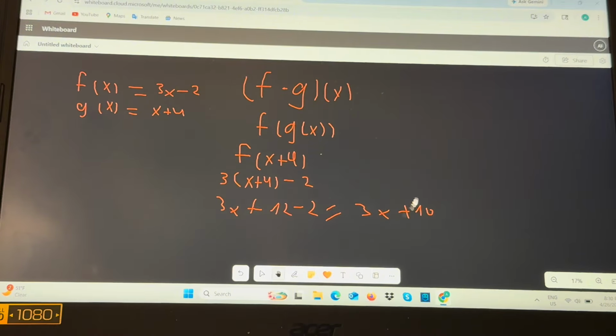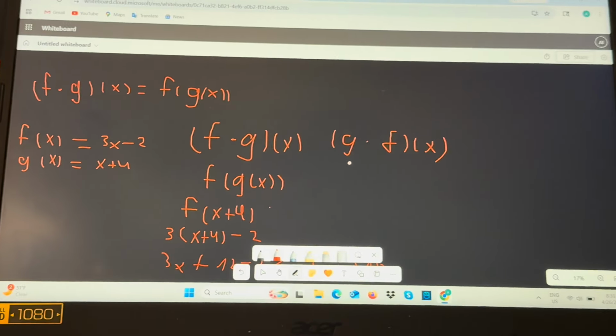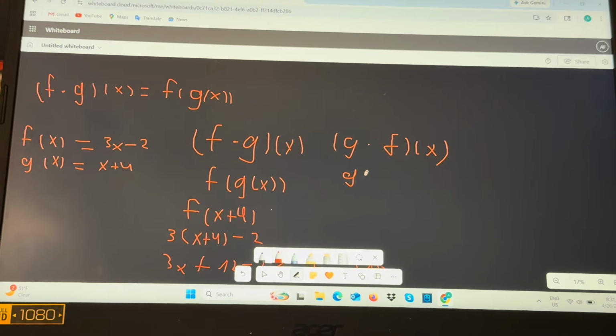Okay, let's try another one, which is g of f of x. So we're going to leave g like it was, and instead of x, we're going to plug in f of x, this 3x minus 2. And then it still acts as an x in this case as well. Same thing as the previous one.